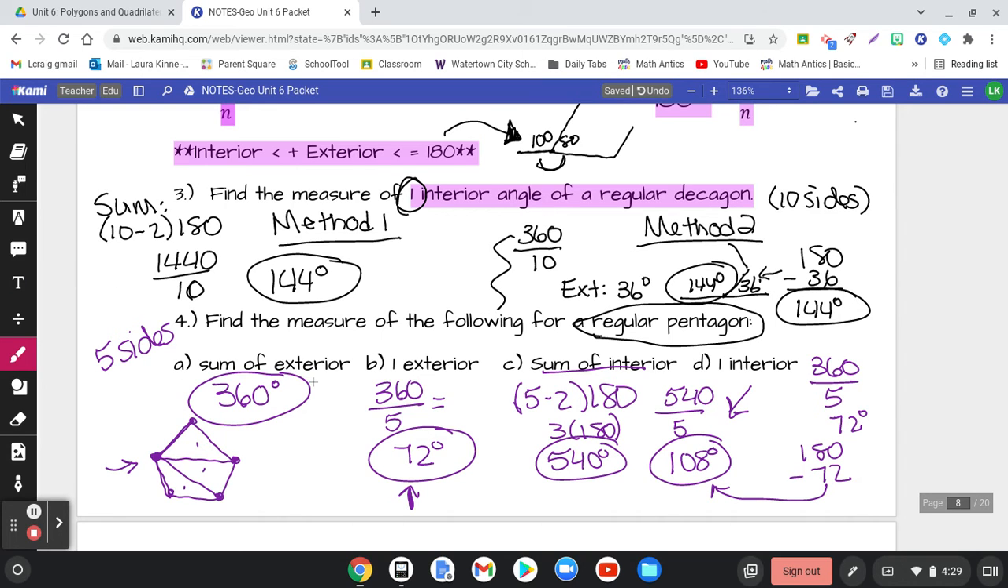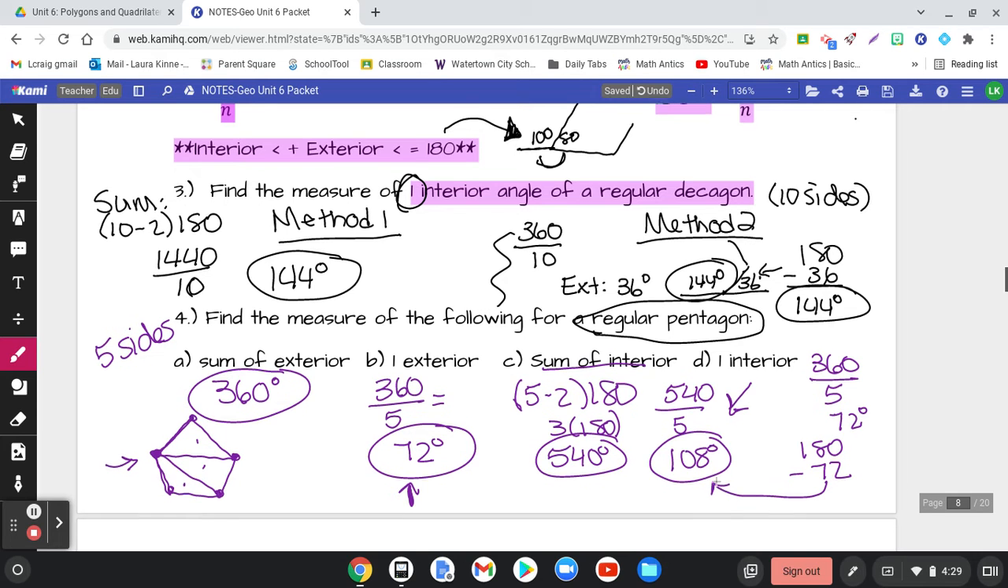So lots going on there. The sum of the exterior is 360. The sum of the interior, just take the number of sides minus 2 times 180. To find each exterior, divide by the number of sides. To find each interior, divide this by the number of sides, or find the exterior and subtract from 180.